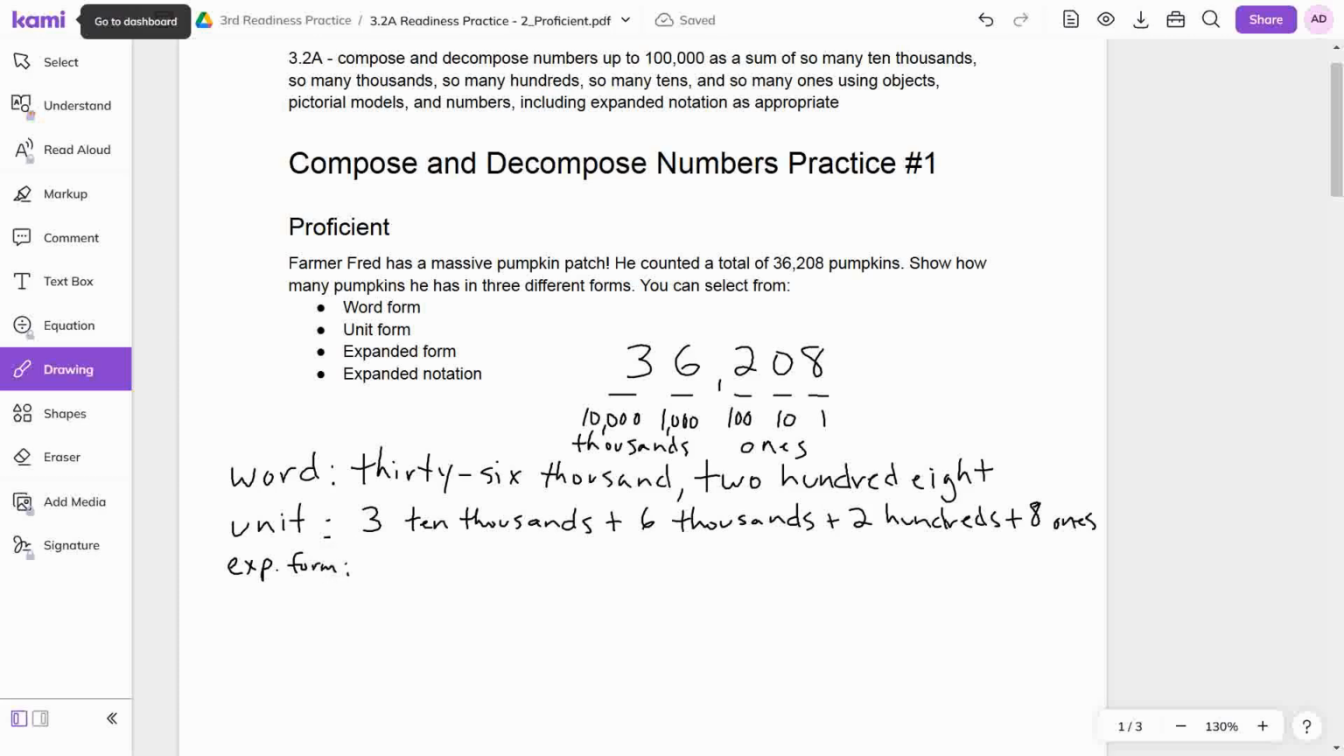So let's look at expanded form. You write the value of each digit in that place value. So starting with the largest place value, that 3 10,000s is 10,000, 20,000, 30,000. So that's worth 30,000. And then the 6 thousands, 1,000, 2,000, 3,000, 4,000, 5,000, 6,000 is worth 6,000.